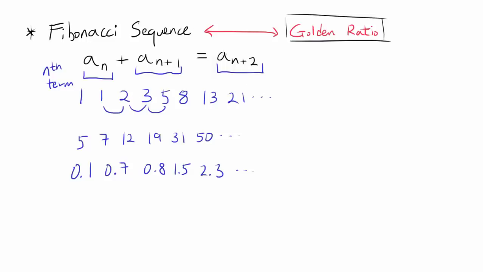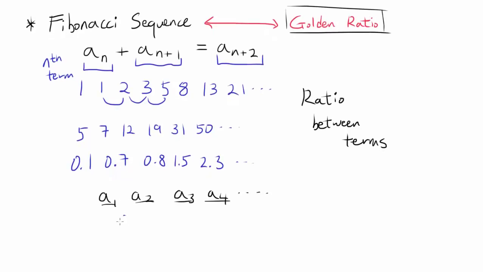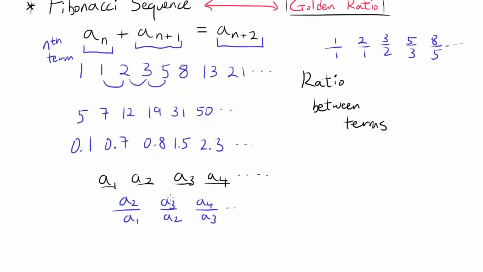Then we are going to go back to our integral. When you have a Fibonacci sequence, let's say a sub 1, a sub 2, a sub 3, a sub 4, and so on, where a sub 1 and a sub 2 can be 1, 1, or 5, 7, or 0.1, 0.7, and you continue with the Fibonacci sequence. Let's say you're looking at the ratio between the terms in the Fibonacci sequence. By that I mean a sub 2 over a sub 1, a sub 3 over a sub 2, a sub 4 over a sub 3, and so on. In the case of 1, 1, 2, 3, 5, 8, 13, 21, I'm talking about the ratios 1 over 1, 2 over 1, 3 over 2, 5 over 3, 8 over 5, and so on. And what I'm going to ask you is, what is the limit?